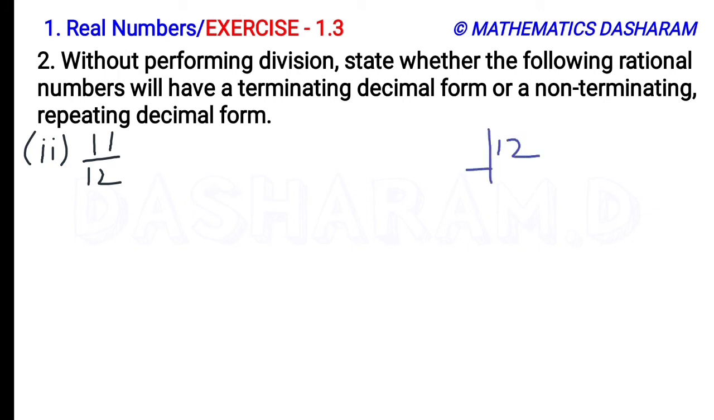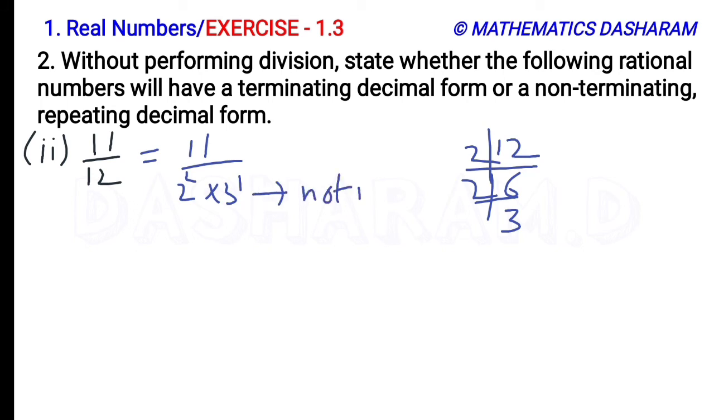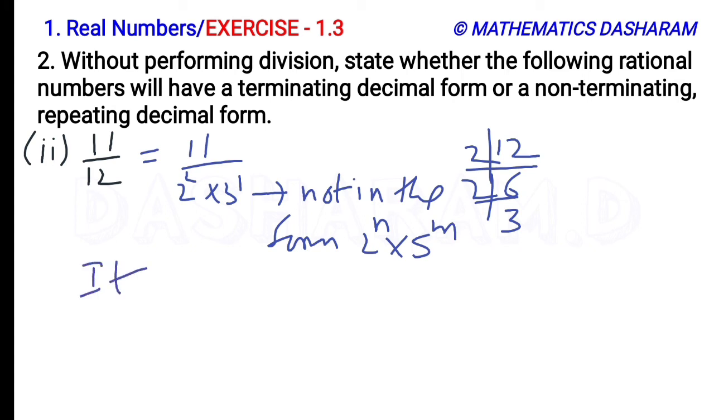Second question, 11 by 12. Let's do the factorization for the denominator. 2 6s are 12, 2 3s are 6. So 11 divided by 2 square into 3 power 1. So the denominator is not in the form of 2 to the power of n into 5 to the power of m. So then the given fraction is a non-terminating repeating decimal.